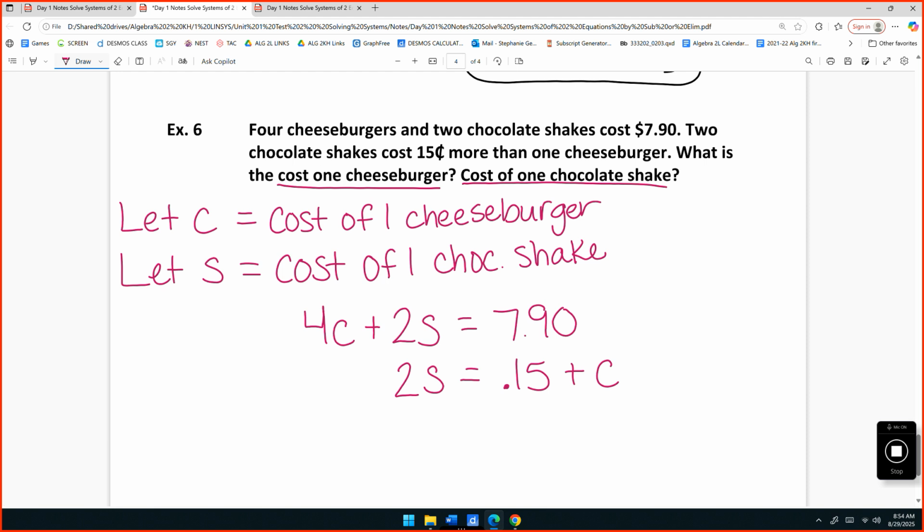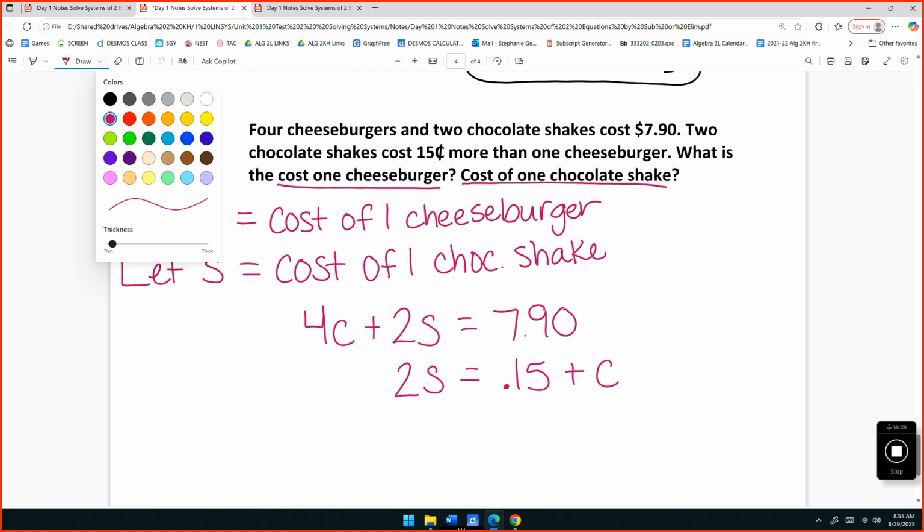Would anybody use substitution? Hold up. Yeah, y'all see it? Who sees it? Carla, what do you see? You use the 2S in the second equation, plus C, for the substitution. Yeah, I don't have to get S all the way by itself. 2S is that. Well, guess what? There's a 2S there too. All I have to do, honestly, I could do substitution.